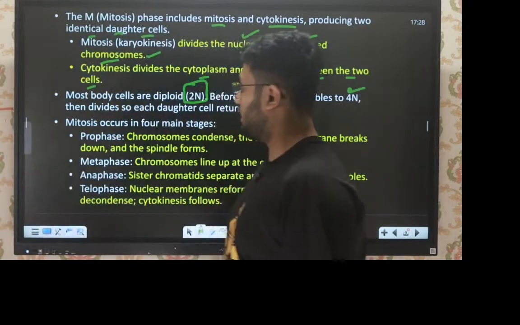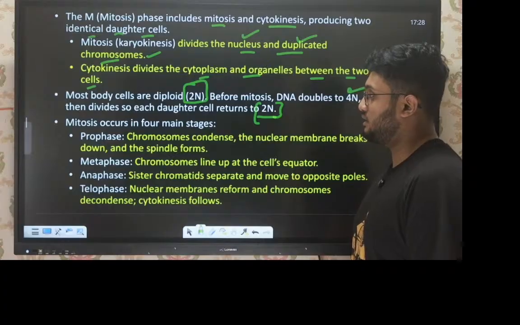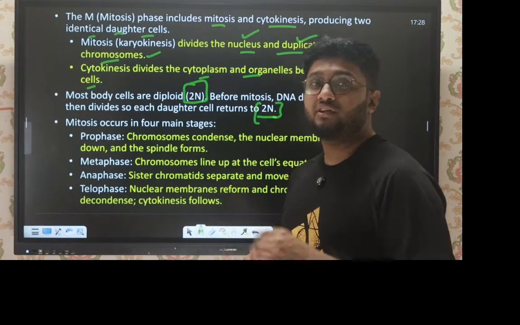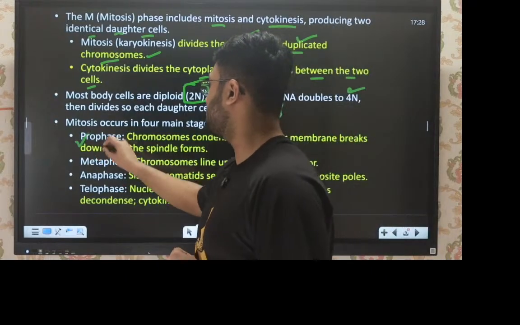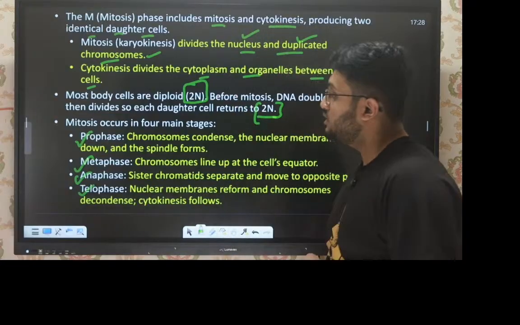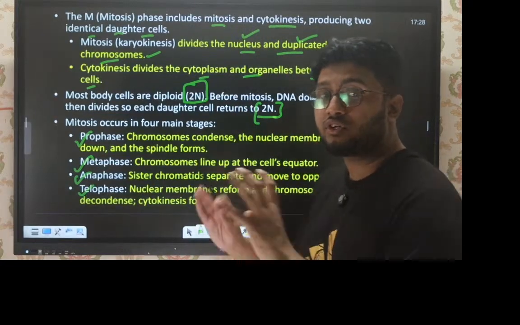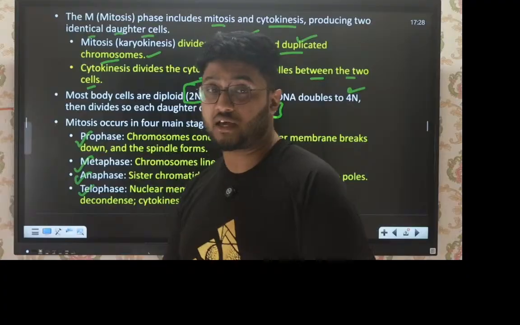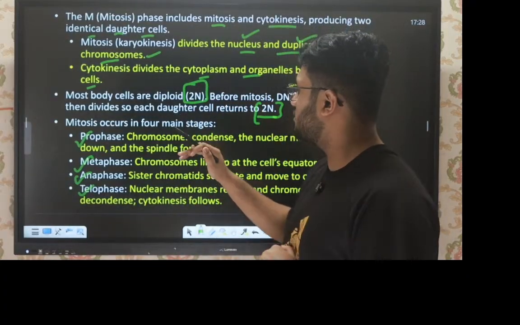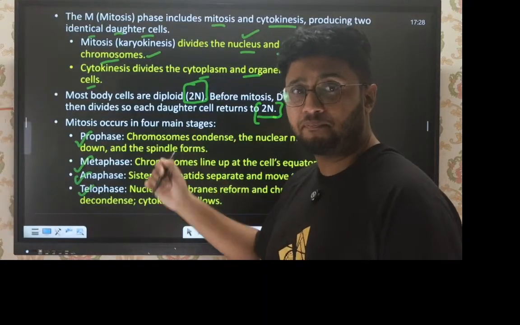Now, let's learn about the stages of mitosis. Mitosis can be divided into 4 stages. You've got the prophase, the metaphase, the anaphase, and the telophase. 4 different stages, and completely different things happen in each stage. So I'm just going to read the theory for now, and then we're going to go to the diagram.